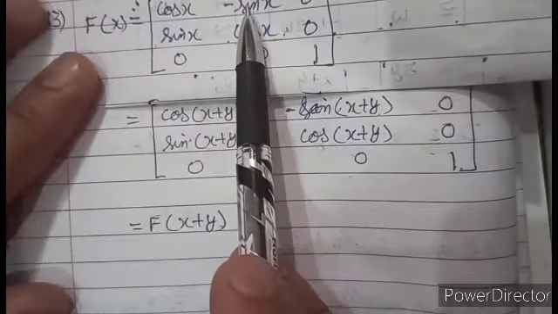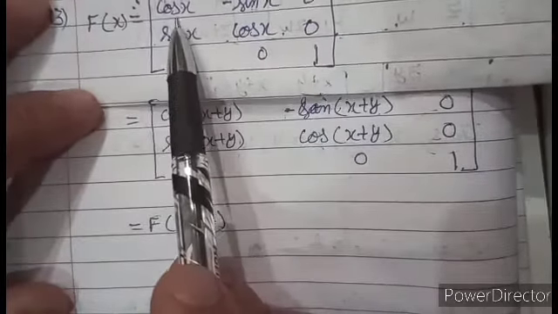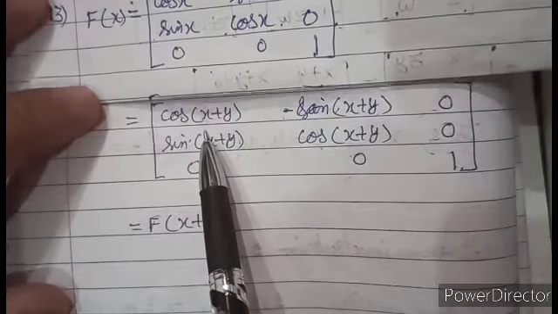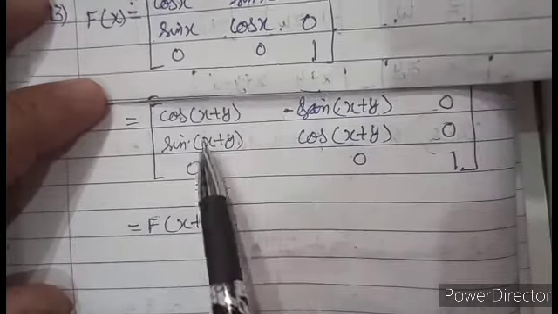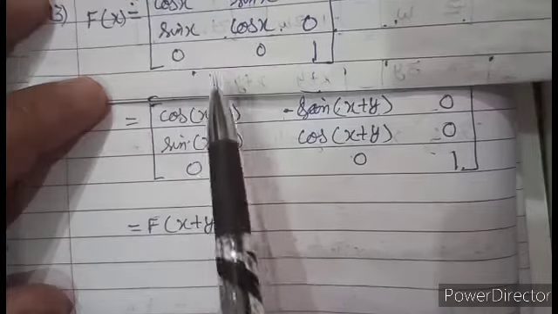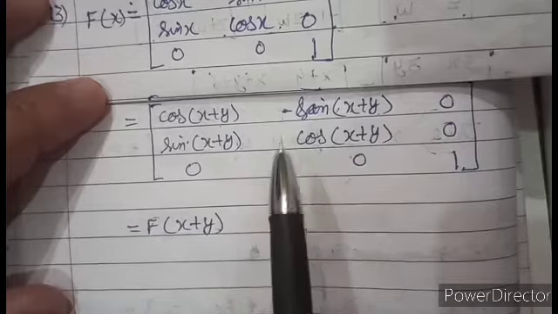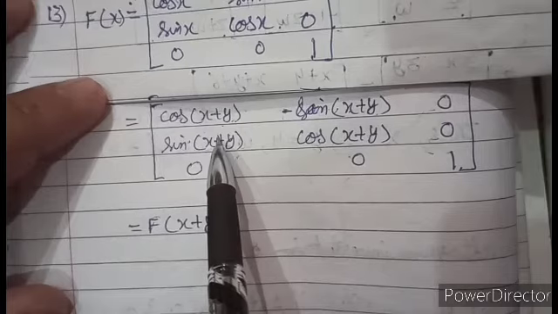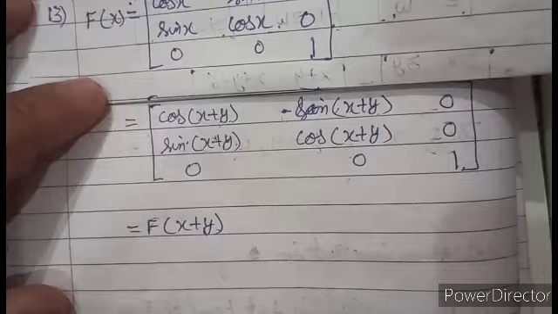In our question f(x) was given to us as cos x, minus sin x, 0, sin x, cos x, 0, and 0 0 1. If we see f(x) into f(y), the product which we are getting, the whole function is almost the same. In place of x, here we are getting x plus y only, and other functions are same. So we can say that in place of x we are getting x plus y. That means this one is function f(x plus y), and that was our right hand side.